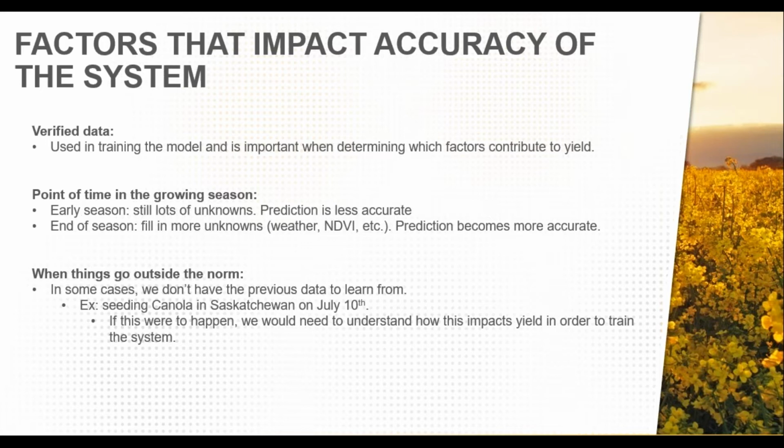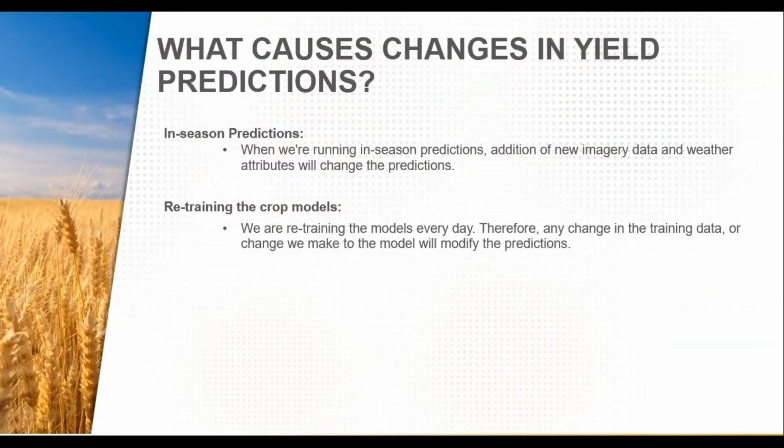So again, just understanding how to define these things and how they impact the end result. So what causes change in yield predictions? There's two things that usually cause changes to yield predictions. There's in-season changes, and then there's retraining that crop model.